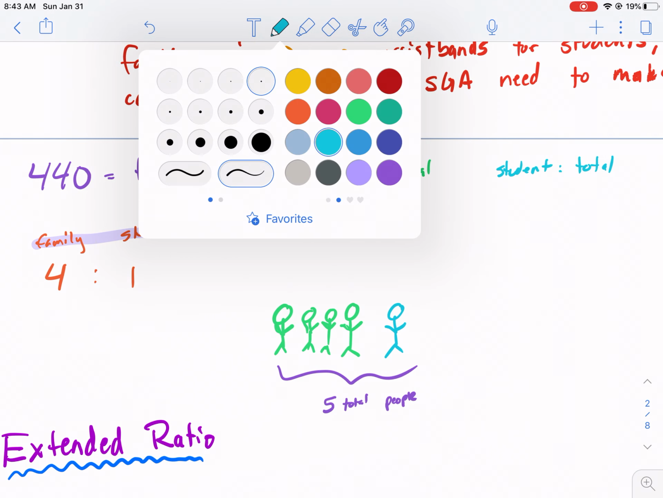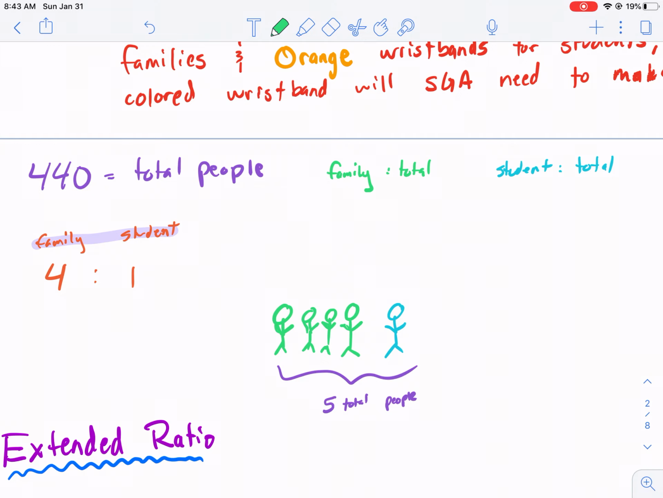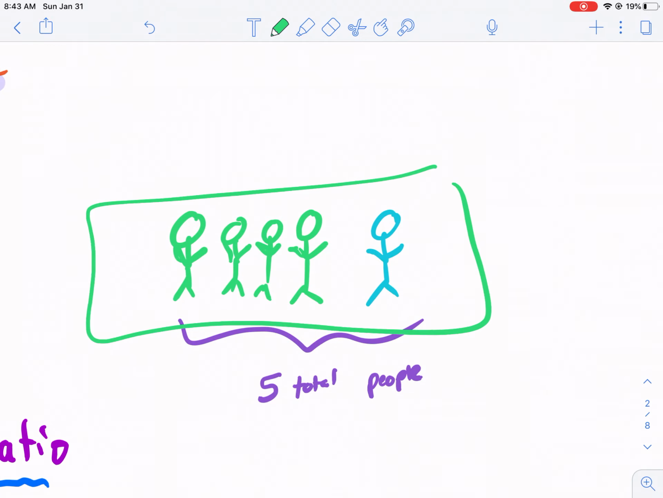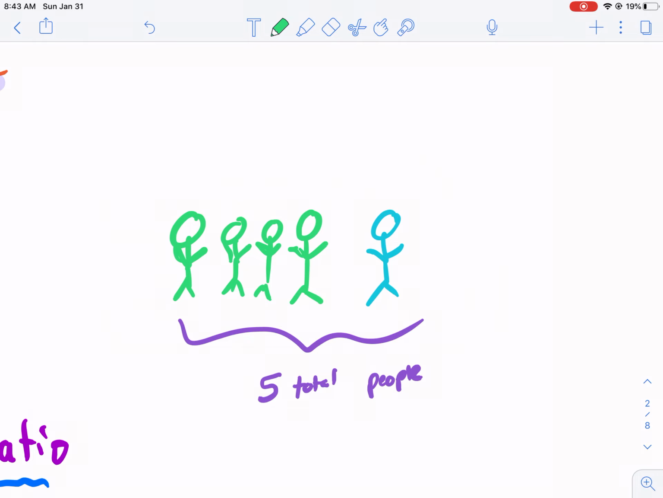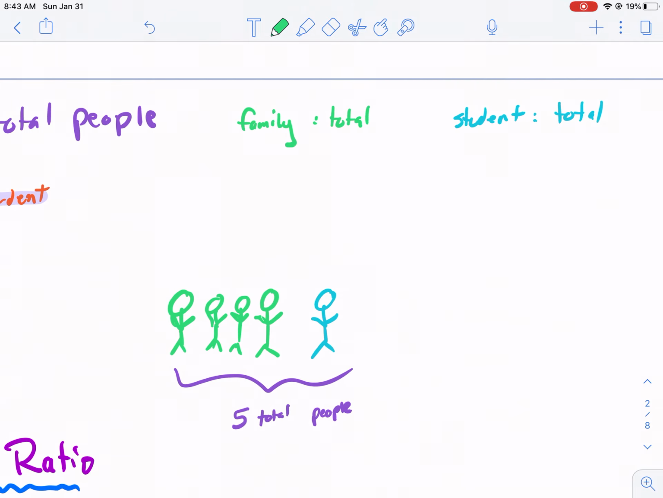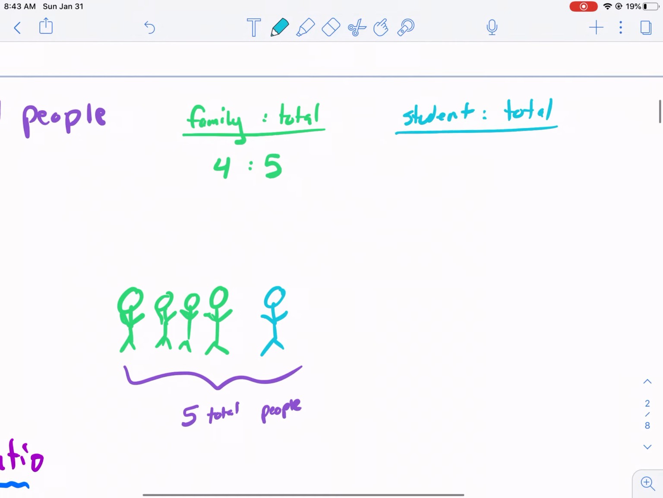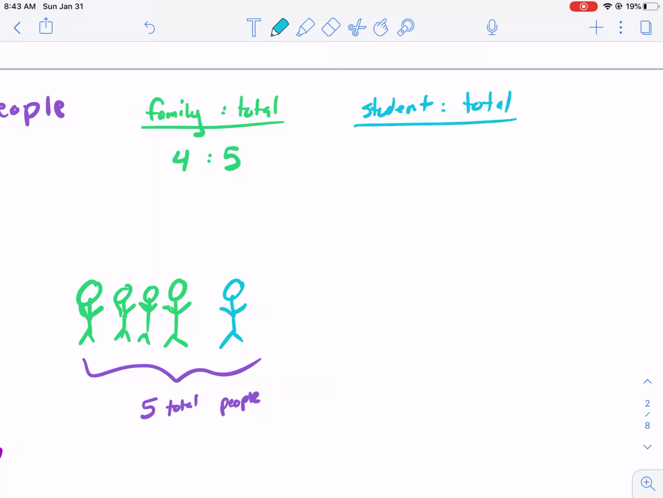Now, what we can say here is if this is a microcosm, a sample of the total that's coming, okay, so the total is 5 people, how many family members are there to the total? Well, there's 4 family members for every 5 total people, okay? So this is the ratio that we are going to use, this 4 to 5. By the same token, now we have a new ratio for our students. For every 1 student that comes, there's 1 blue student here, we're going to have 5 total people.